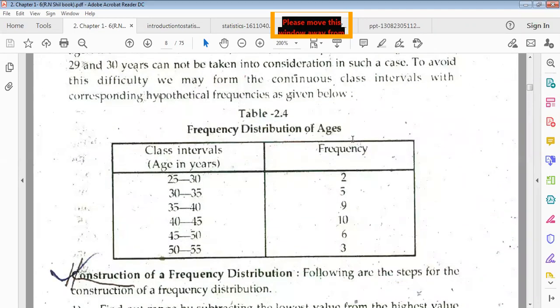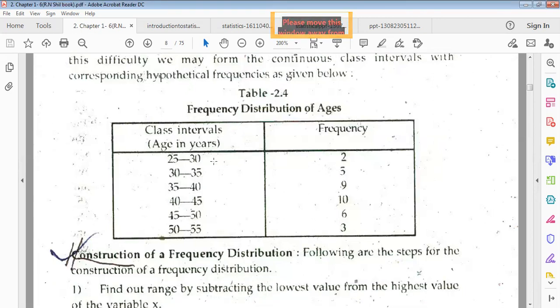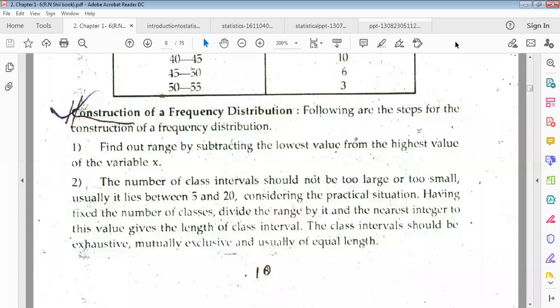So, frequency distribution of ages, we can make 25 to 30 years will be 2%, 30 to 35 will be 5%. In this way, we can also make a frequency distribution.